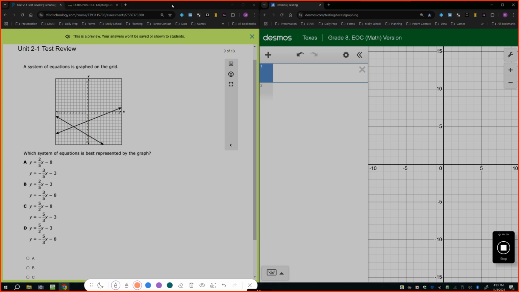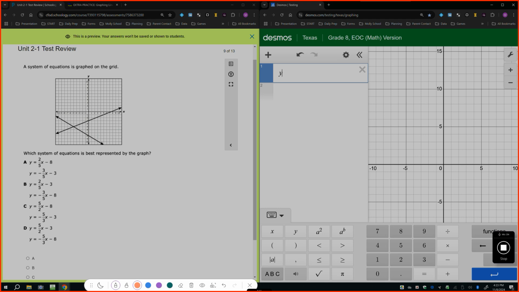Okay, so I'm going to put into my calculator y equals, which 2 did I eliminate? Hold on, let me look. Okay, B and C. Okay, y equals 2/5.